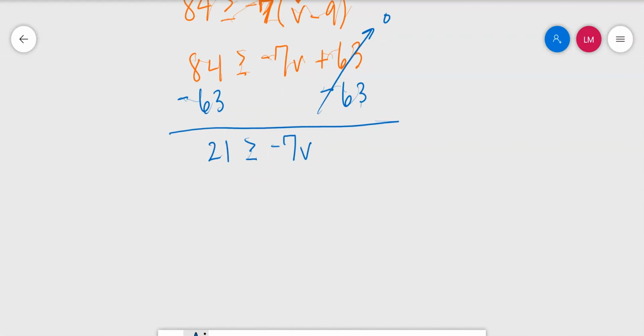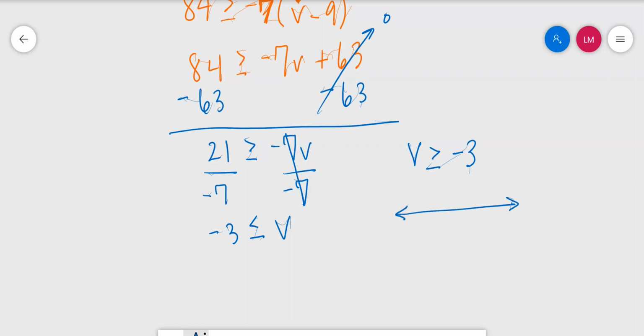Now we're going to divide by negative 7 to the right and the left. Because we divided by a negative 7, we have to switch the direction of the inequality. So 21 divided by negative 7, negative 3. We're going to flip the inequality. There's our answer. Remember, if we can't read that, we can put this on the left. It's facing toward and away from the negative 3, so there's our answer. Our answer is v is greater than and equal to negative 3.